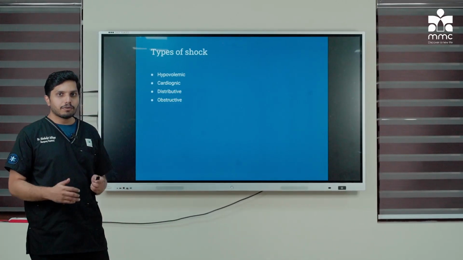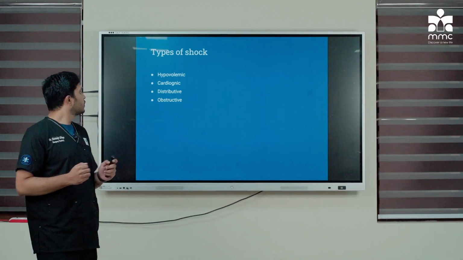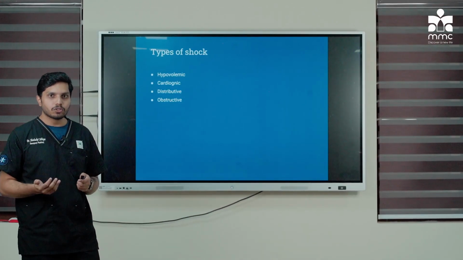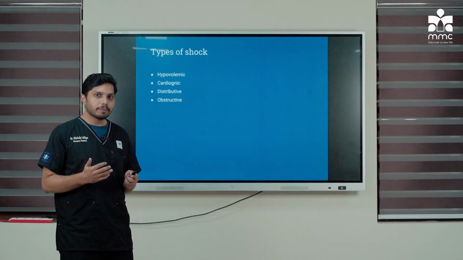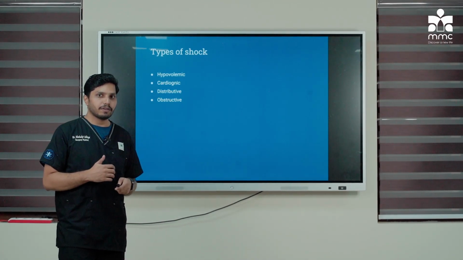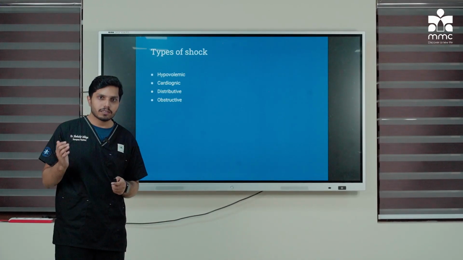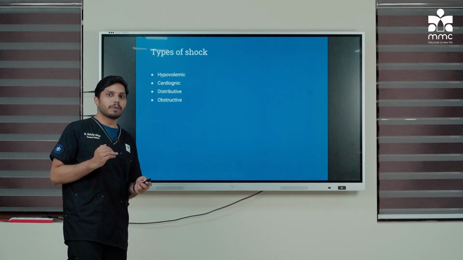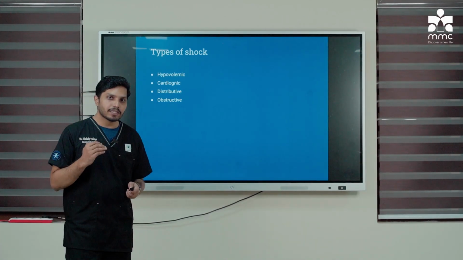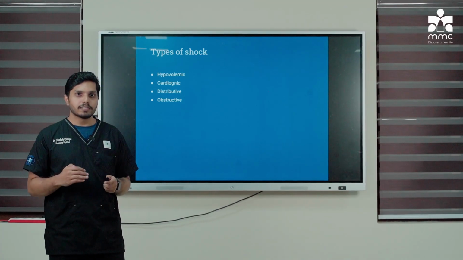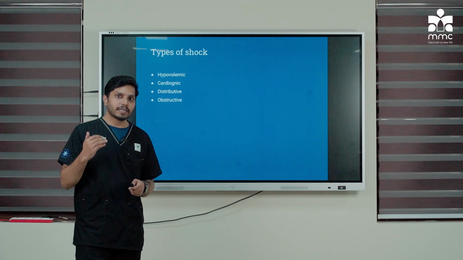Based on the mechanism, we have four types of shock. The first one is hypovolemic shock, where decreased volume in the intravascular space leads to shock. Shock is not just low BP. Along with the low BP, the cellular need must not be met, and only then do we call it a state of shock.